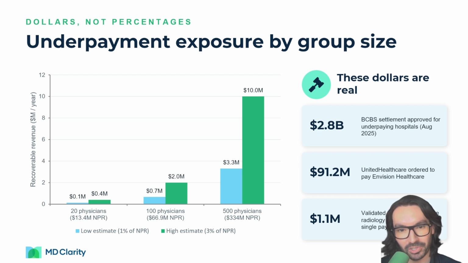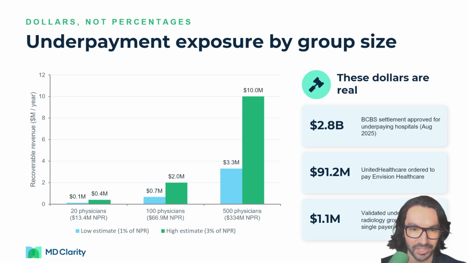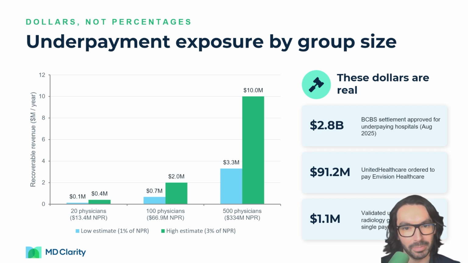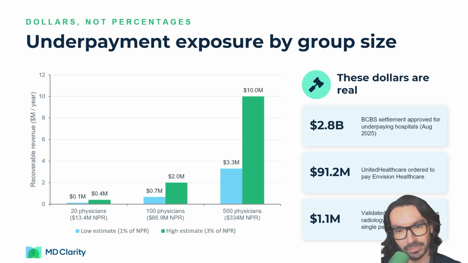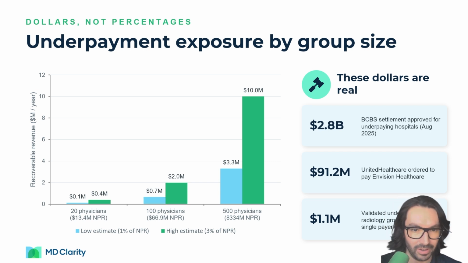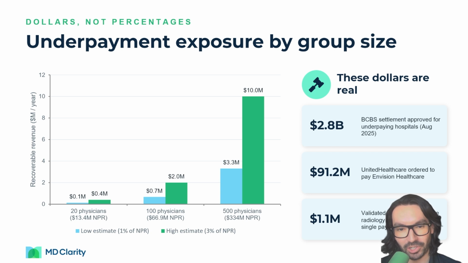Apply the 1 to 3% underpayment rate and look what happens at scale. A 20 physician group bringing in about $13.4 million in annual net revenue is leaking somewhere between $134,000 and $401,000 every year. Now, a 100 physician group has $67 million in net patient revenue, $669,000 to $2 million annually walking out the door. And a regional health system with 500 physician FTEs is exposed to $3.3 million to $10 million in recoverable revenue per year.